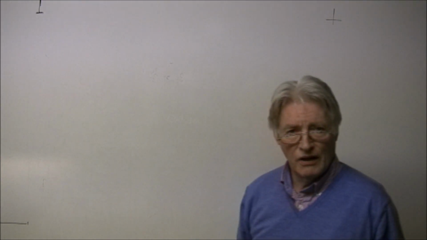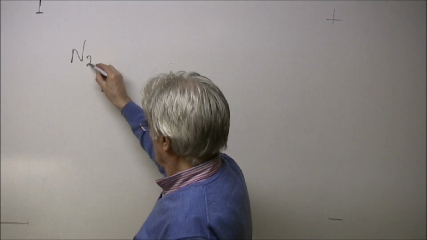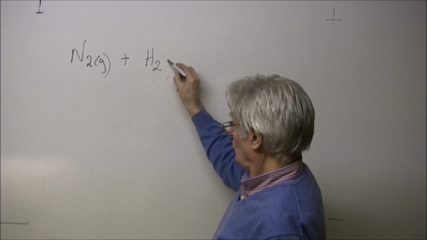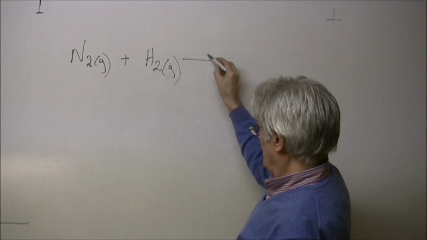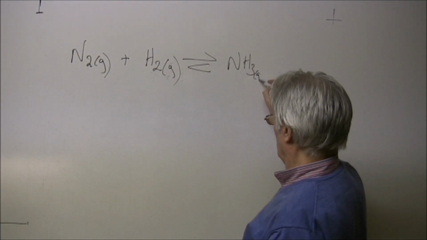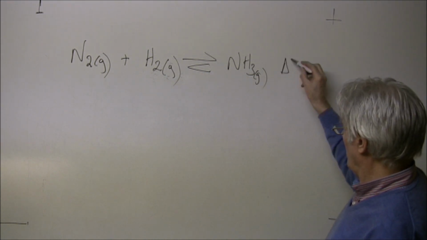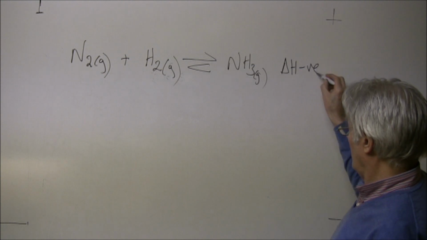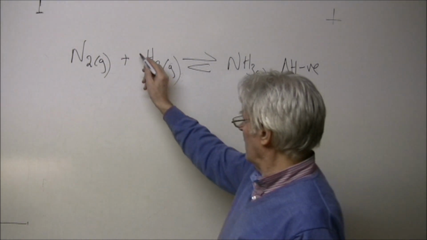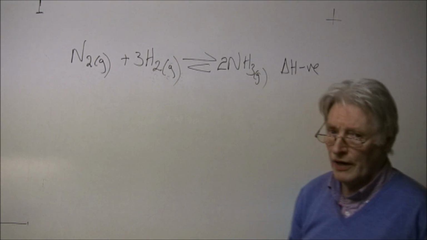It is the process for making ammonia on an industrial scale. Now, in this reaction, we're taking nitrogen, which is a gas, reacting with hydrogen, which is also a gas. It's a reversible reaction, and ammonia is formed, which is also a gas. And of course, heat is also generated as the ammonia forms. Delta H is negative. This reaction is exothermic. We just balance that by putting a 2 there, a 3 there, and a 2 there.